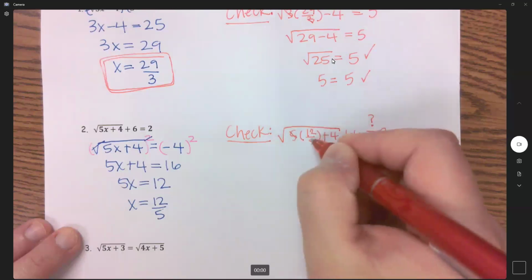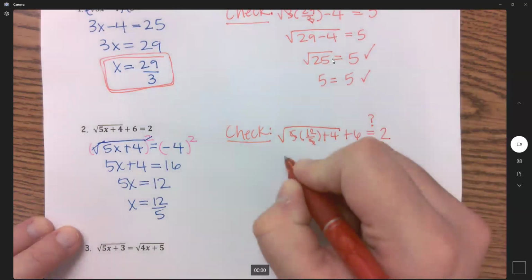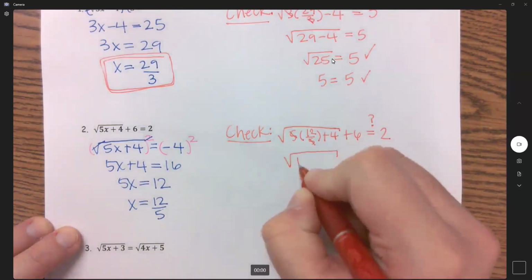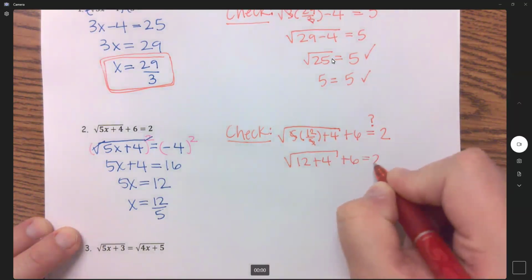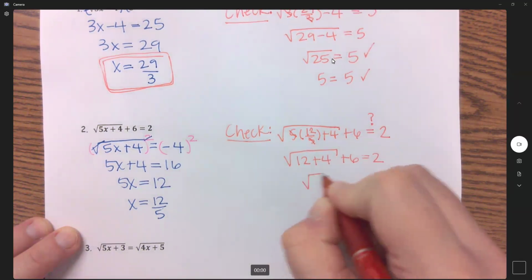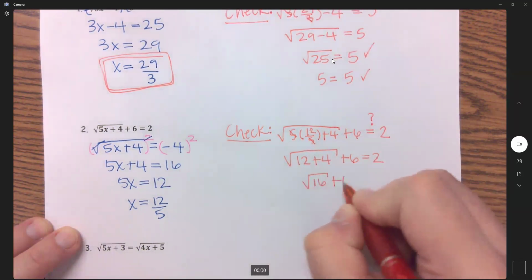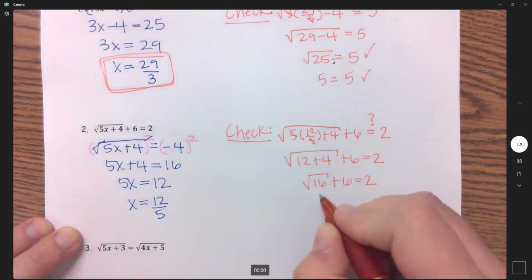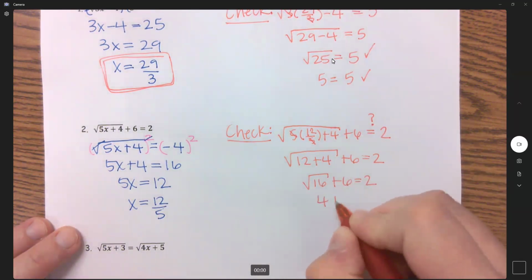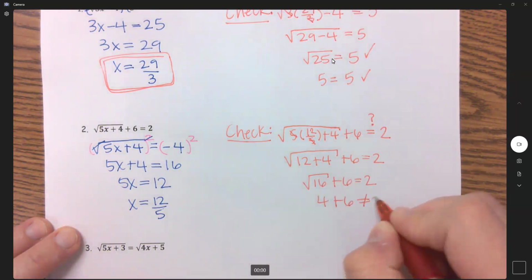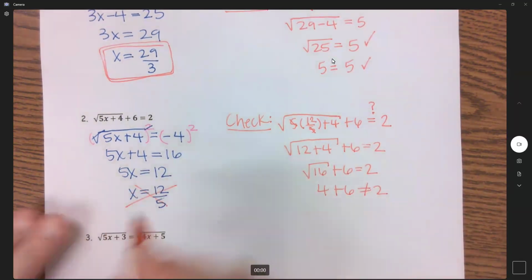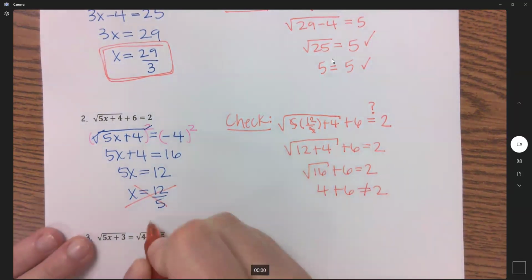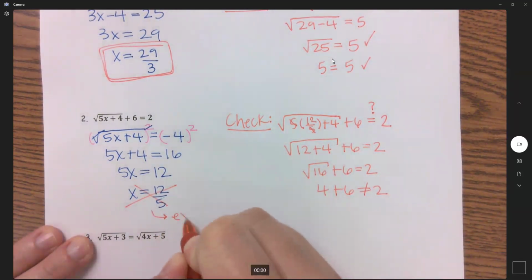So 5/5 cancels again. So I have 12 plus 4 plus 6 on the outside. That's going to give me 16. The square root of 16 is 4. But 4 plus 6 does not equal 2. So this is not my solution. This is extraneous.